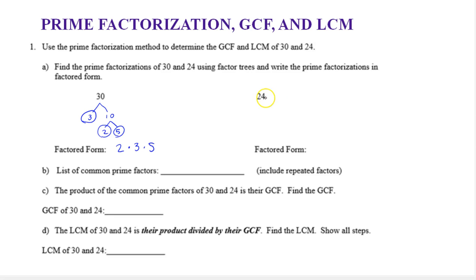Now 24 is 2 times 12. Again, it doesn't matter which factor pair you start with, you'll always get the same result. 12 is 3 times 4. 3 is prime. And 4 is 2 times 2. Okay. So the prime factorization of 24, there's 3 factors of 2 and 1 factor of 3.